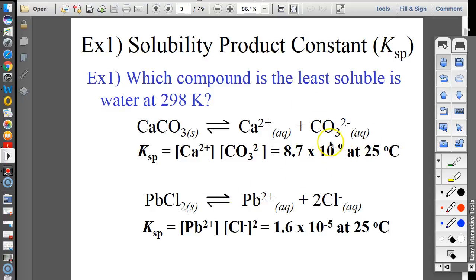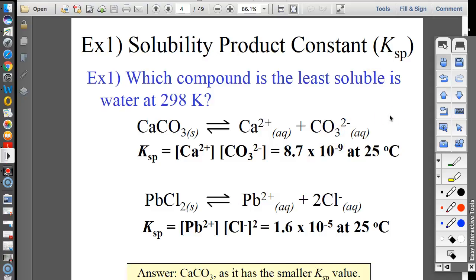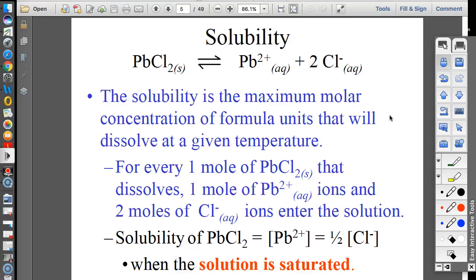But there's more to it, I promise, and I'm sure. I'm super sure. So anyway, what is solubility?